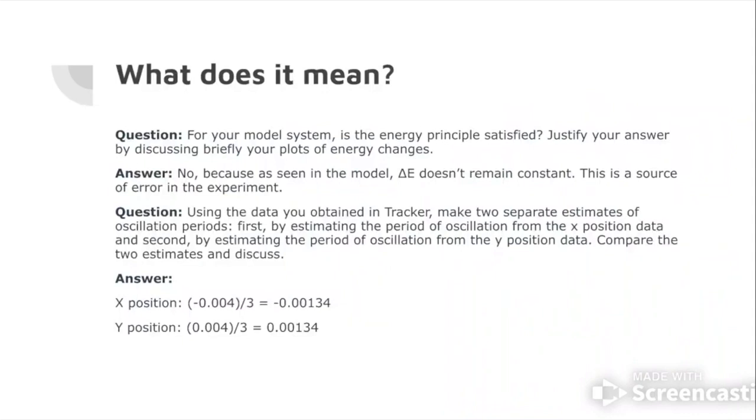So what does this mean? Is the energy principle satisfied? I said that it was not satisfied because, as seen in the last graph, delta E doesn't remain constant, and this is a source of error in the experiment.